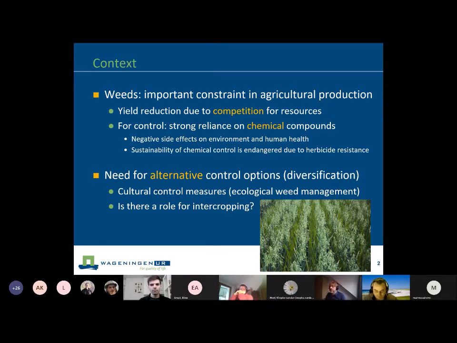So evidently, there is a strong need for alternative control options, diversification of weed management. And we can reach that through making a stronger use of cultural control measures. And that is also often referred to as ecological weed management. So the question here is, is there a role in this for intercropping?